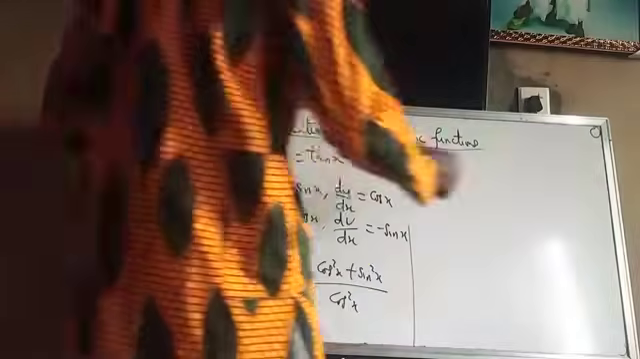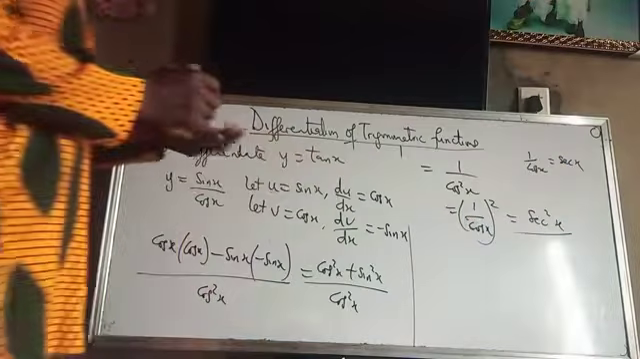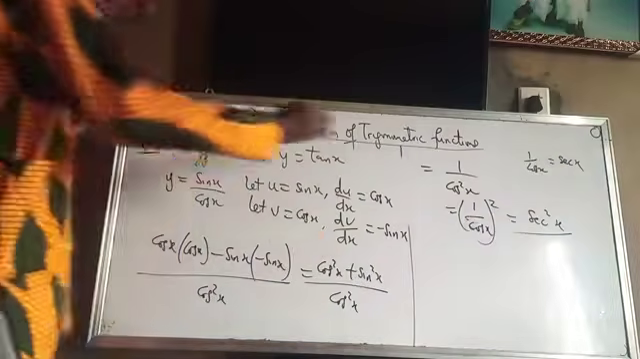And what is cos square x plus sine square x? That is 1, which means 1 all over cos square x. And recall, 1 over cos x is equal to sec x. So 1 over cos square x is like saying 1 over cos x all square. Yes, that's the meaning of 1 over cos square x. That's sec square x. So anytime you differentiate tan x, the result will be sec square x.